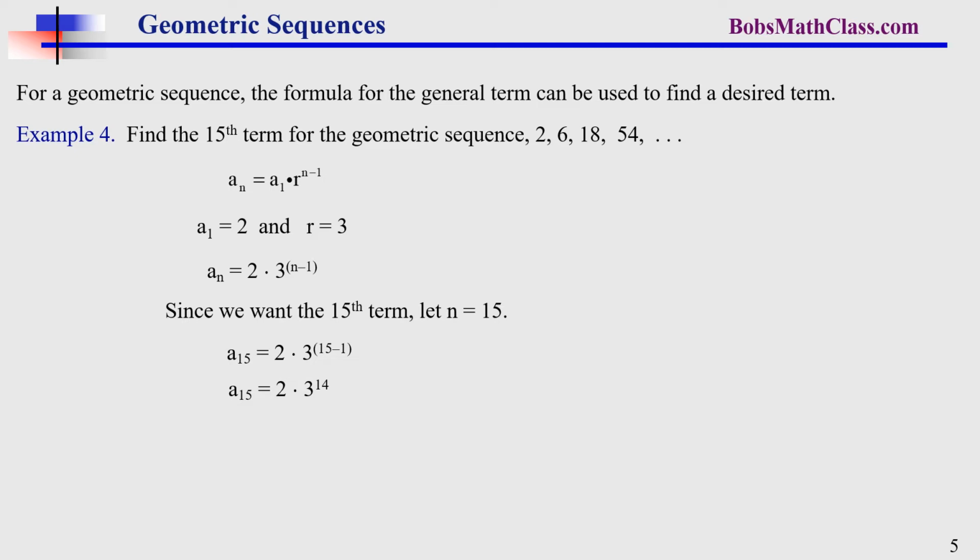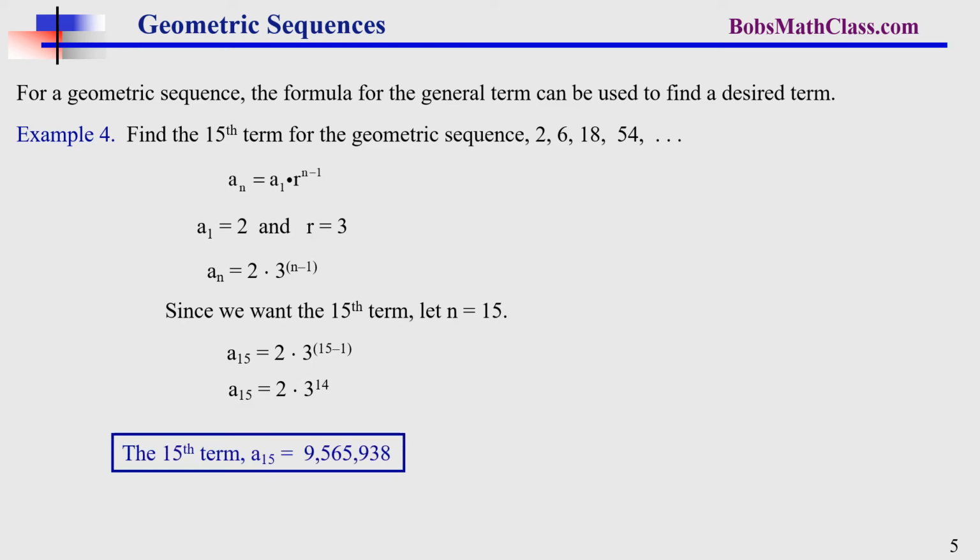So n is 15, a_1 was 2, and r was 3. So 2 times 3 to the 15 minus 1. 15 minus 1 is 14. 3 to the 14th, you've got to use your calculator. And then multiply that by 2, and you should get 9,565,938.